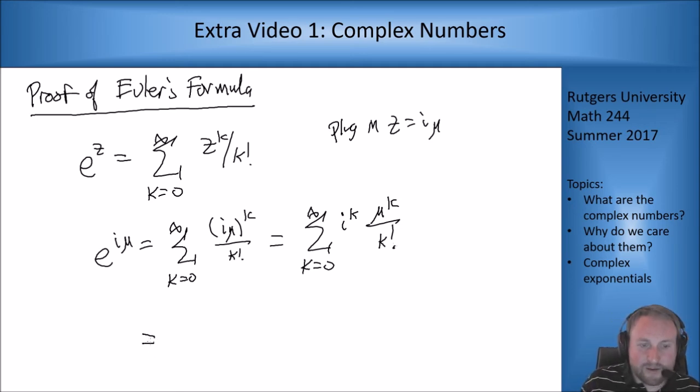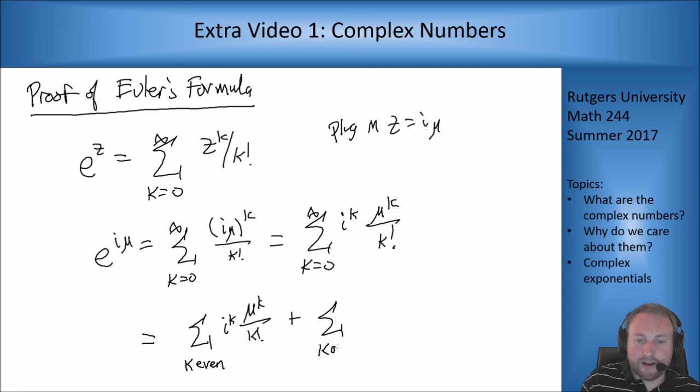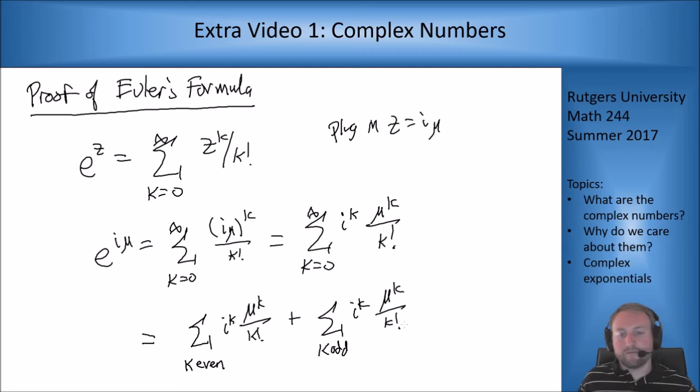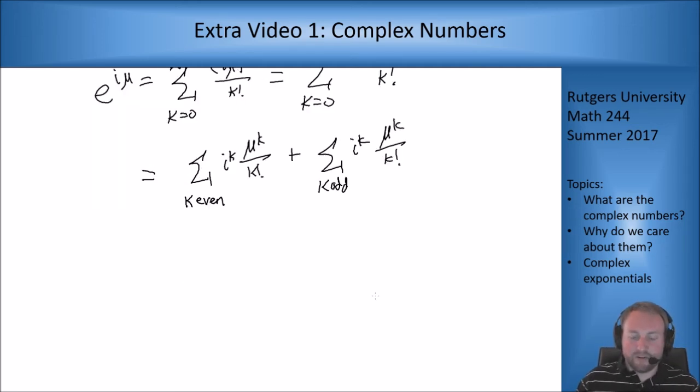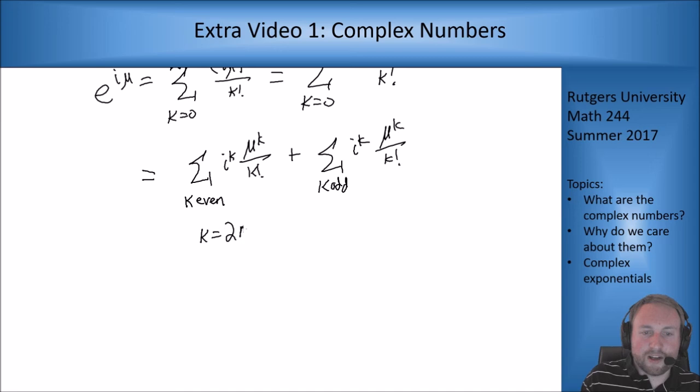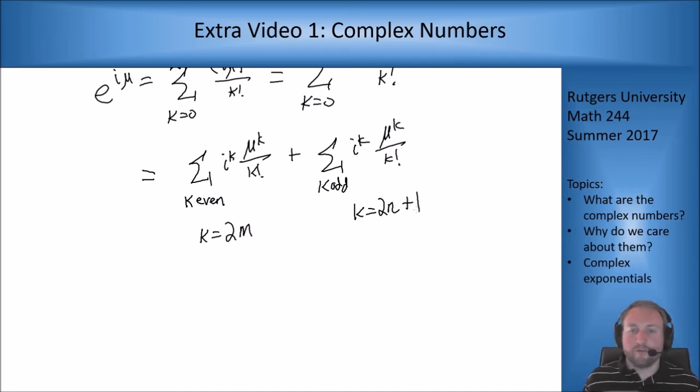So this is going to be the same as the sum over k even of i to the k mu to the k over k factorial, plus the sum over k odd of i to the k mu to the k over k factorial. Now, what can I do with even and odd numbers? Well, I can rewrite them using the fact they're even and odd. So I can say k here is going to be 2m, and k here is going to be 2n plus 1, because all odd numbers are of the form 2n plus 1.